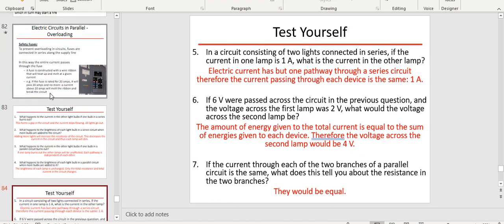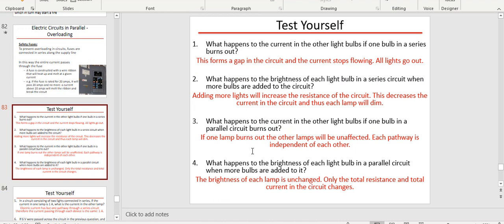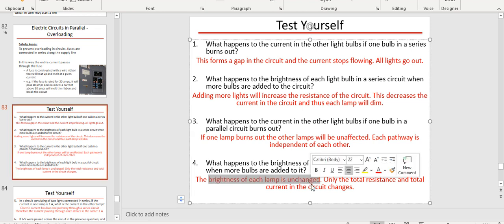Sorry. What happens to the current in the other light bulbs if one bulb in a parallel circuit burns out? All the other ones are fine. What happens to the brightness of each light bulb in a parallel circuit? No change in a parallel circuit. I can keep adding light bulbs and my lights will still be the same brightness.